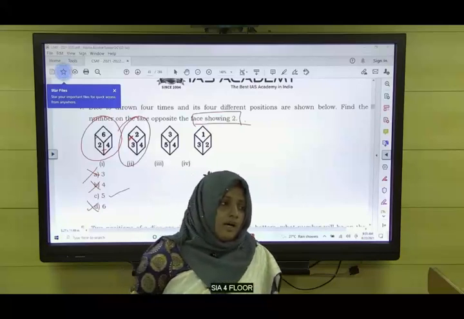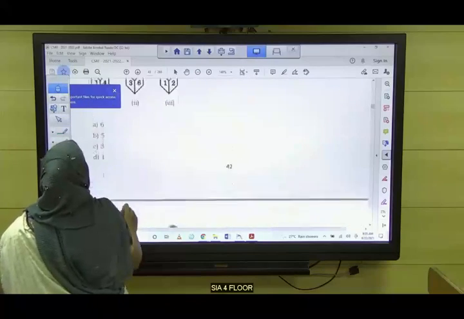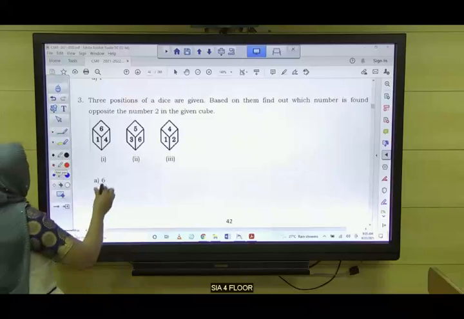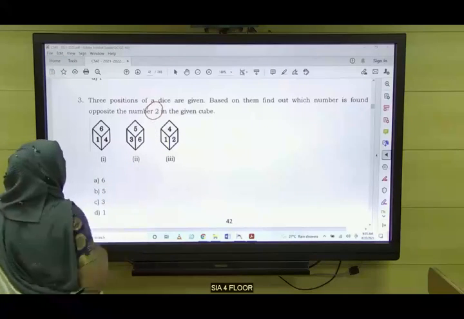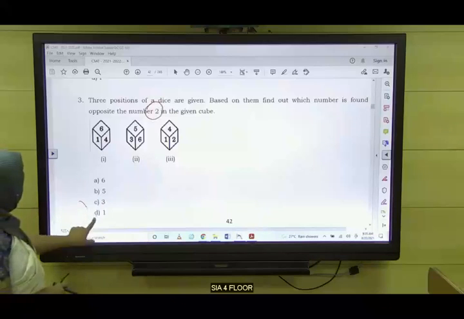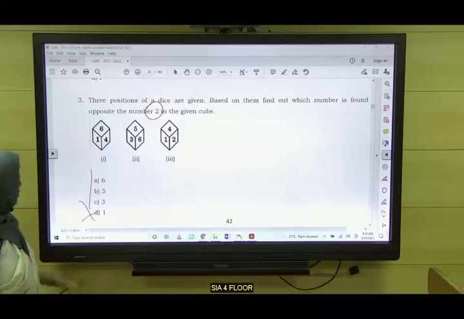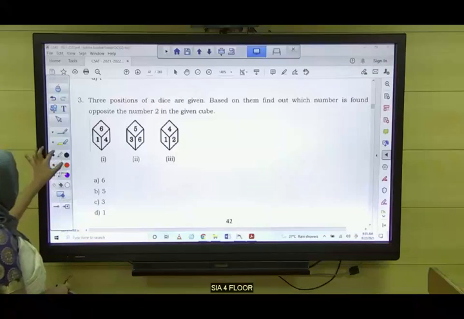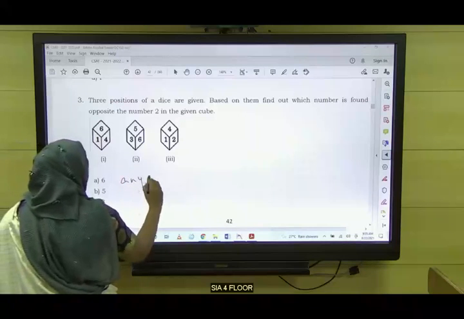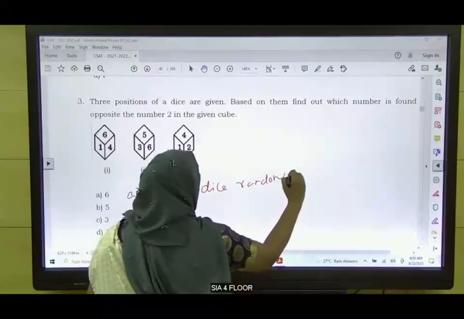Now, there is another one which needs to be explained. If you take this question number 3, what is opposite to 2 is the question. If I use the elimination technique, I can only eliminate this and this. The remaining options cannot be eliminated, so the elimination technique is not applied here. So what I have to do now is, any 2 dice could be randomly selected.